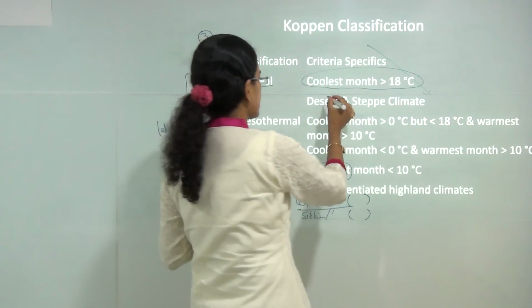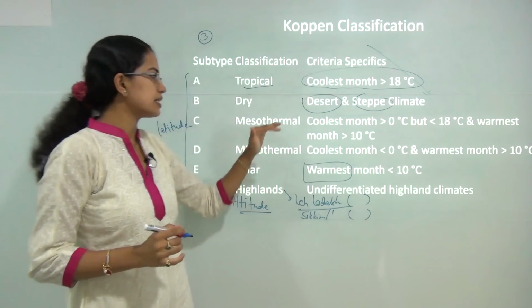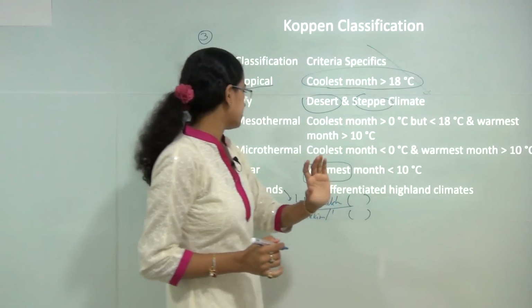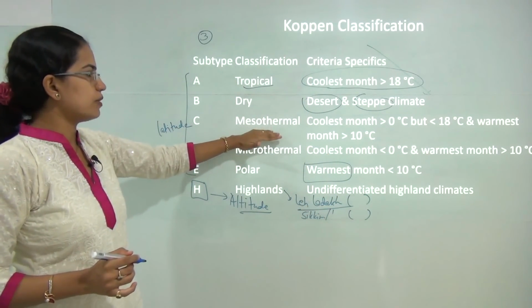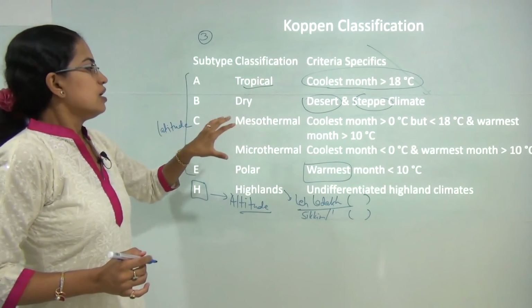The dry climate he classified again into two, that's the desert and the steppes climate. The desert is the totally arid climate and steppes is the semi-arid climate. Finally he talked about mesothermal and microthermal. Now there is very little variation.